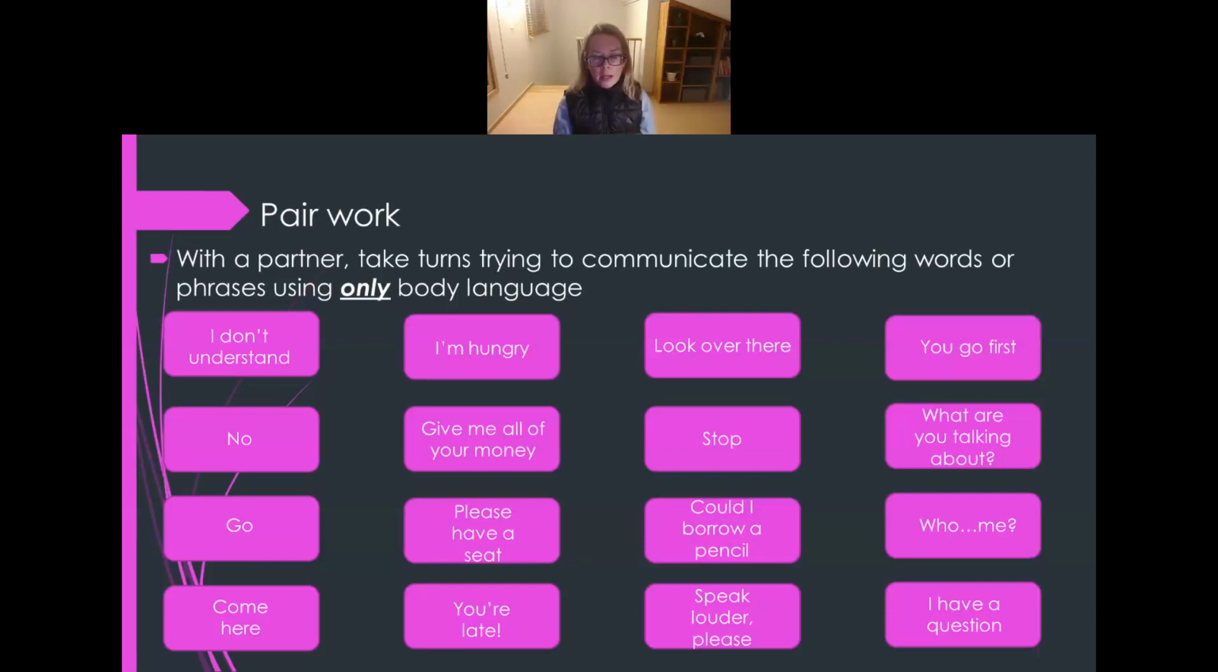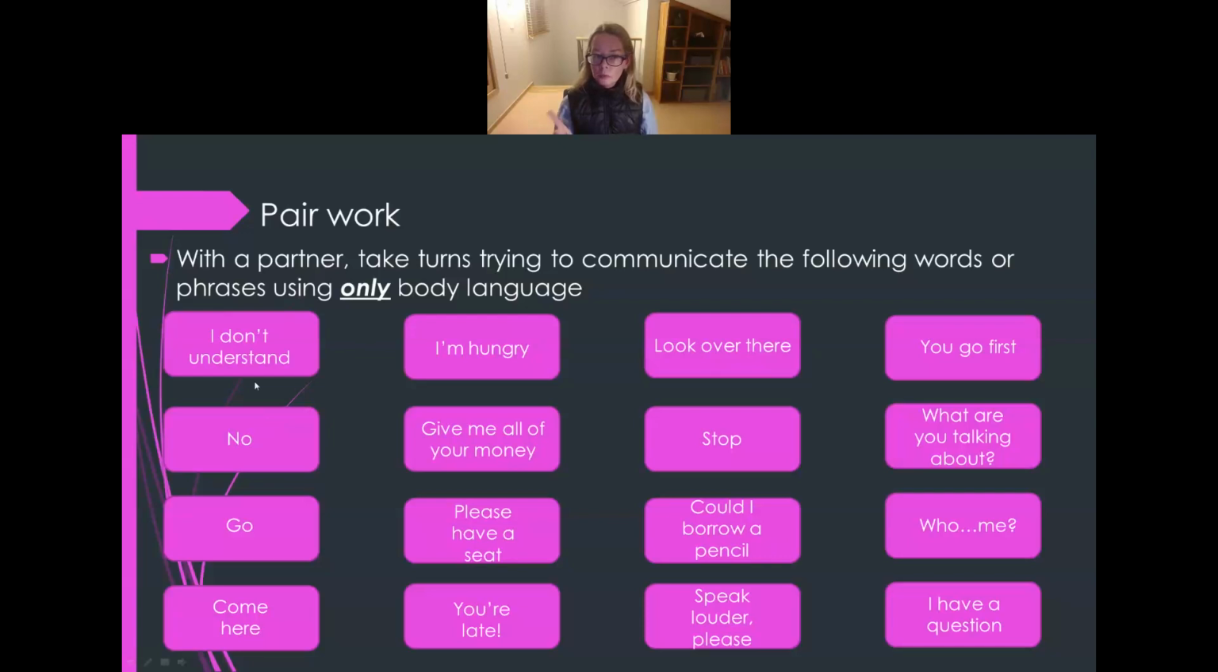And I know you guys don't have a partner. Normally we would do this in class, but you can just do this yourself, right? So you guys can pause the presentation for 10 minutes and practice communicating these things without any language, right? So if you wanted to say no, what would you do? What gesture would you make?